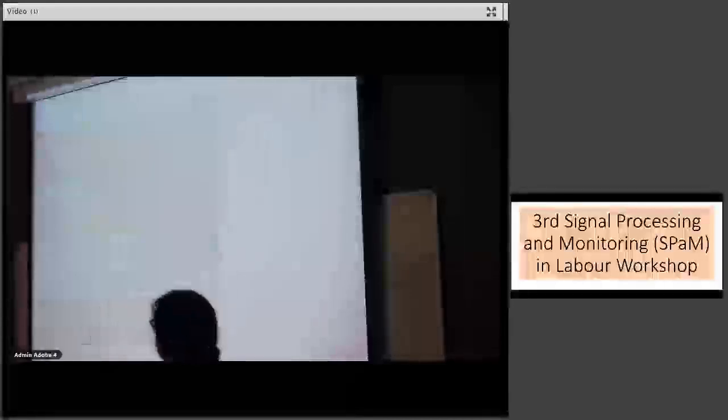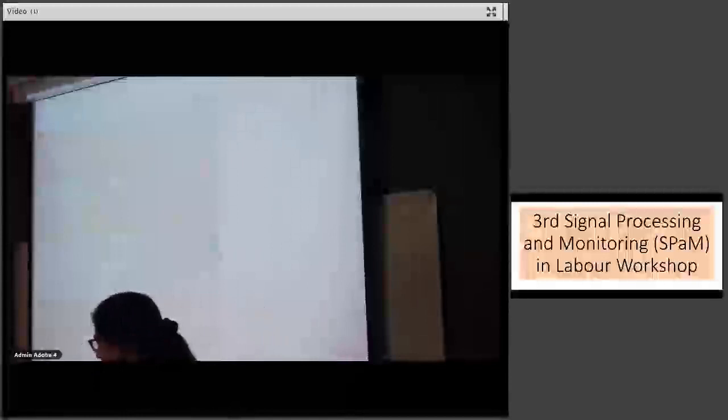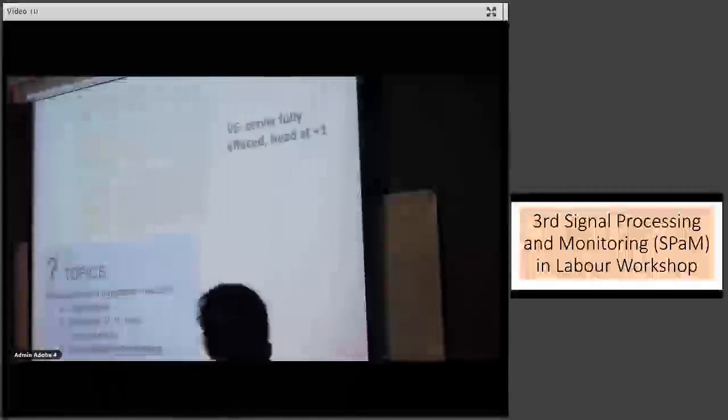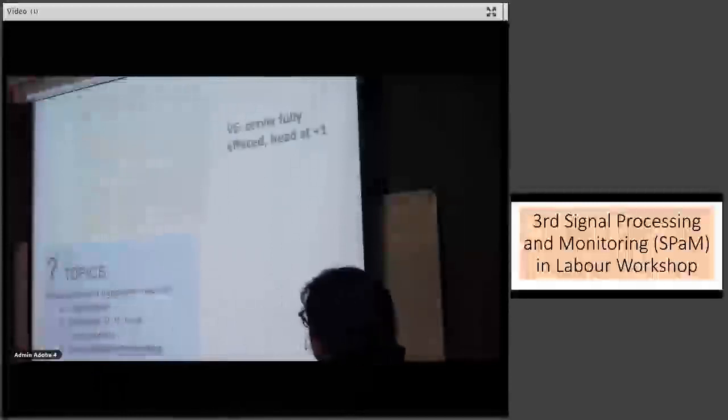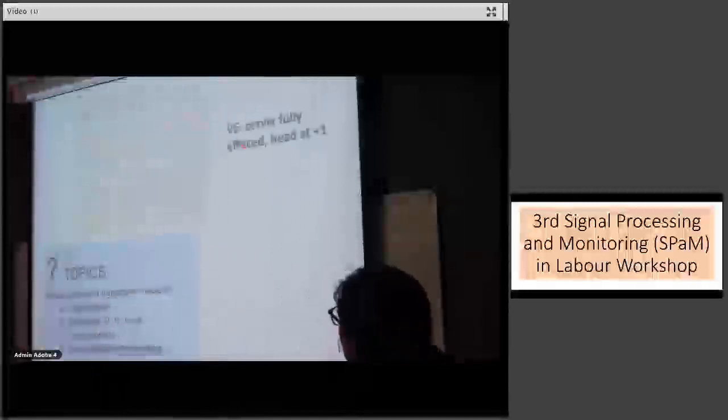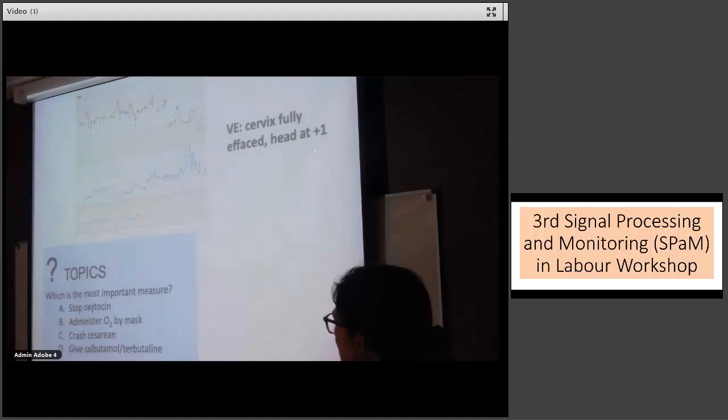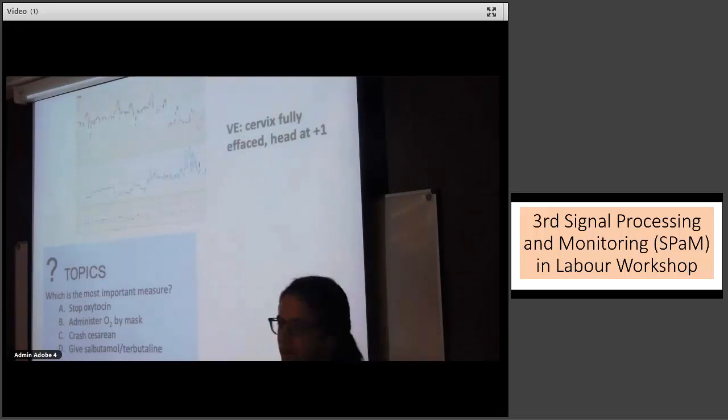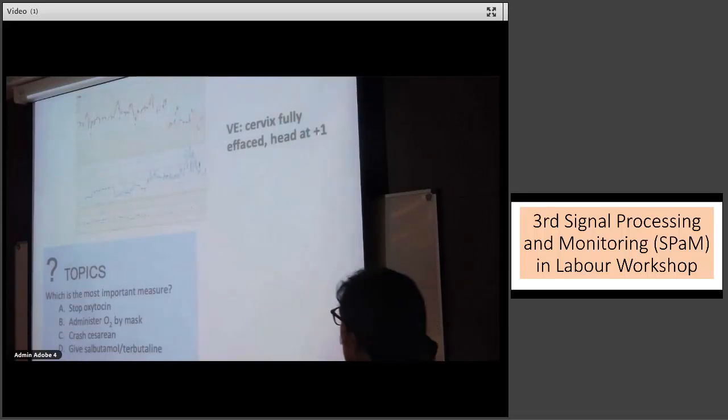So then the trace is this one. At this time, we performed a vaginal examination, so the cervix was fully effaced, and it was fully dilated as well. It's fully dilated, exactly. So, beginning of second stage of labor, head at +1.